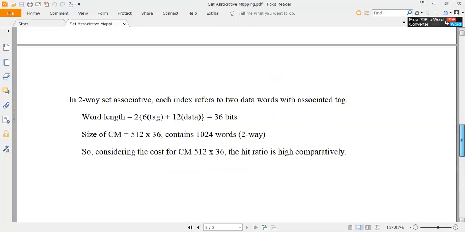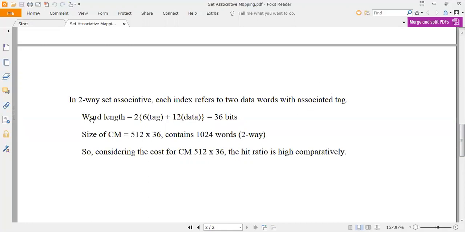In two-way set associative, each index refers to two data. I am talking about two-way. You can take a different example also, where it can be three-way or four-way. To make you understand, I have taken this example. Two-way set associative means each index refers to two data with the associative tag.